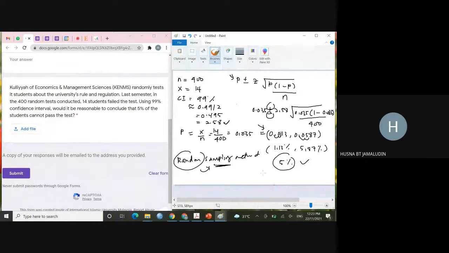If the question asks you, how about 1%? Not reasonable. It is not reasonable because our interval starts at 1.13%, not 1%. 1% is out of the interval. Okay, so got it?